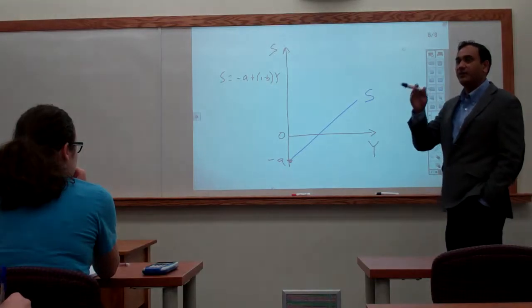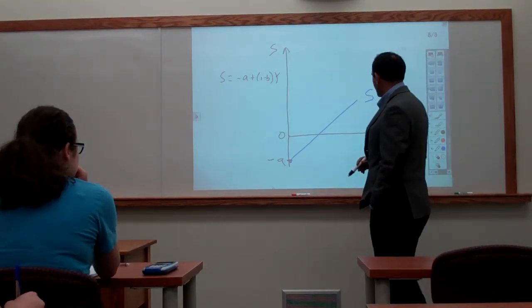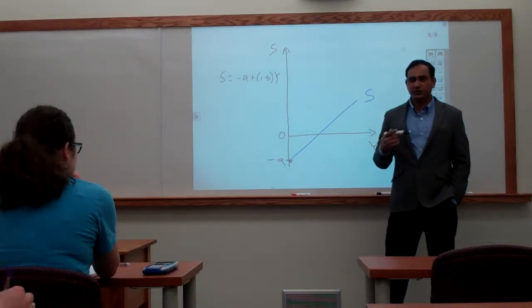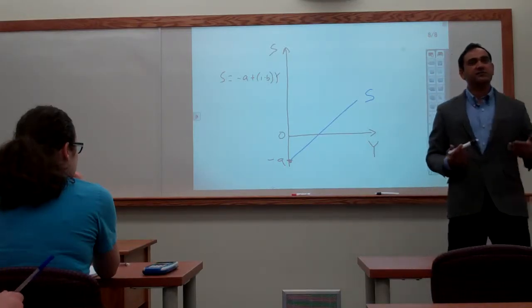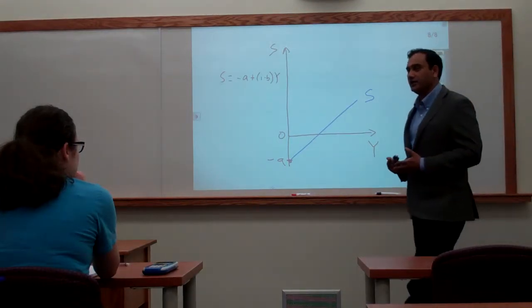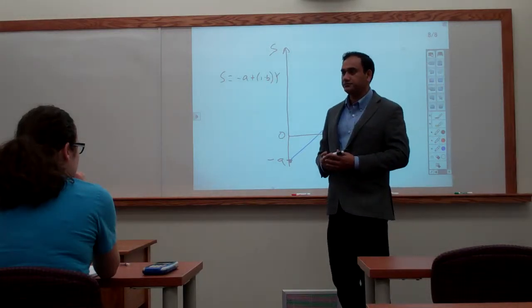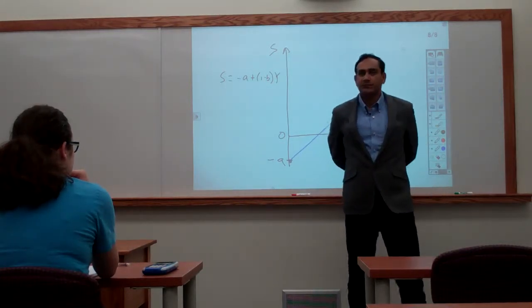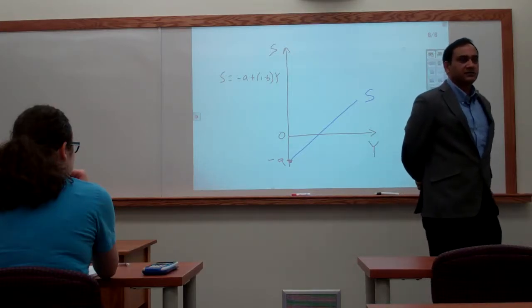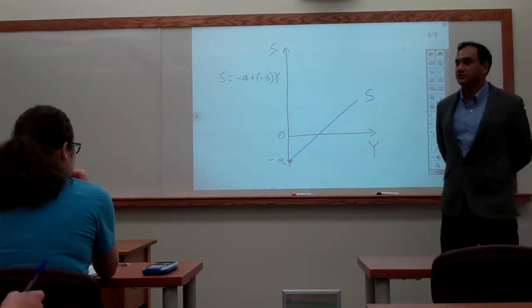Change in savings divided by change in income. Similar to your consumption function. If you understand the consumption function, you should not have any difficulty in understanding the savings function. Okay? Questions? Anything not clearly understood?